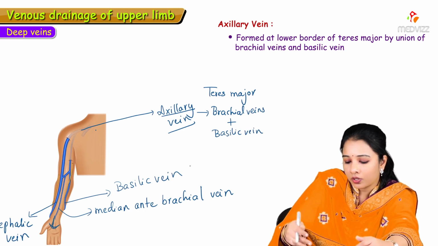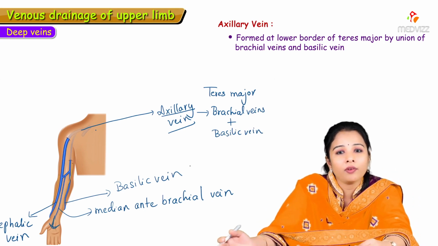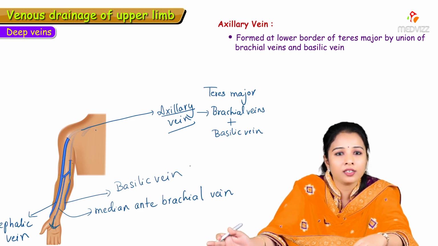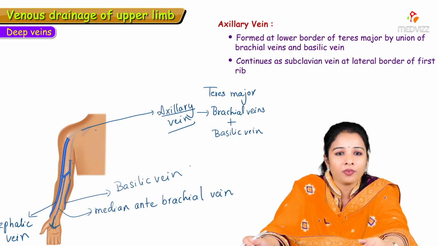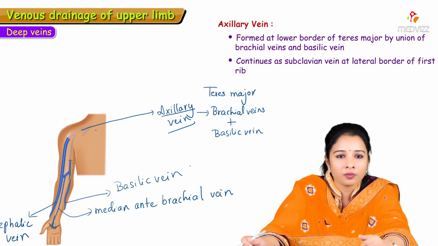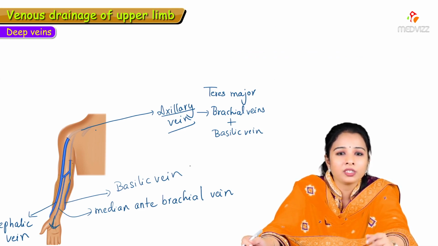So this joins to form the axillary vein. And the cephalic vein drains directly into the axillary vein. So it continues as the subclavian vein at the lower border of the first rib. The subclavian vein: sub means below, clavian means clavicle.